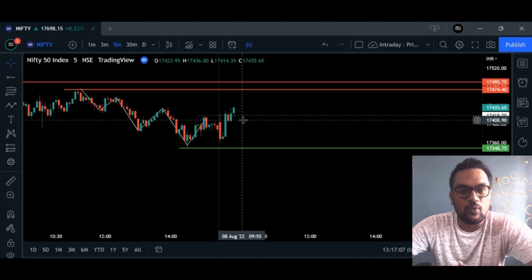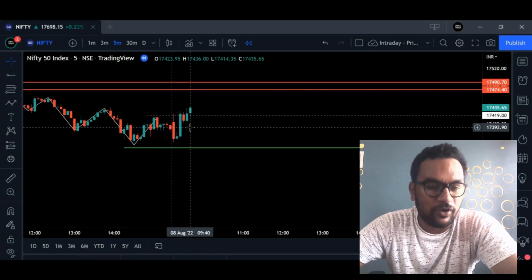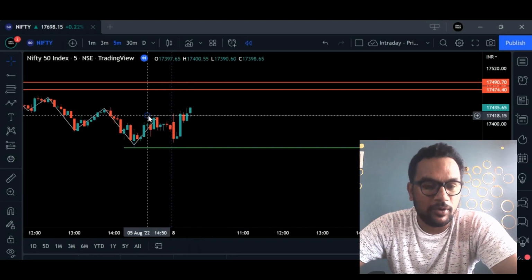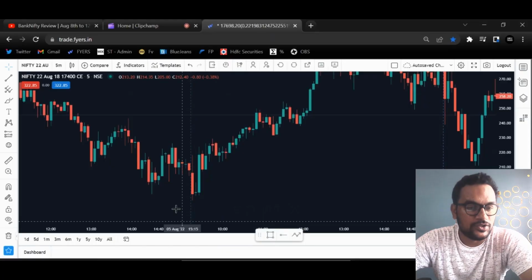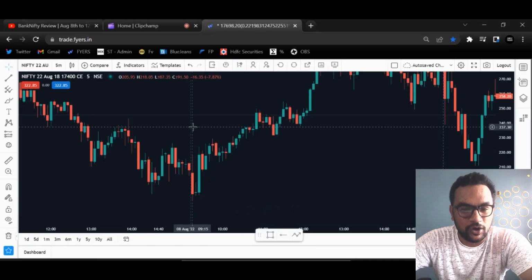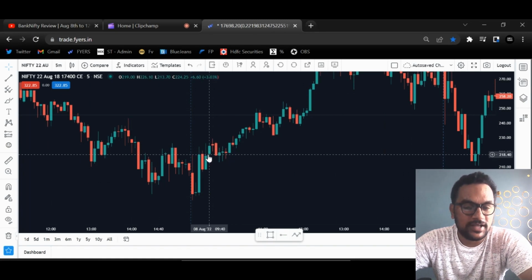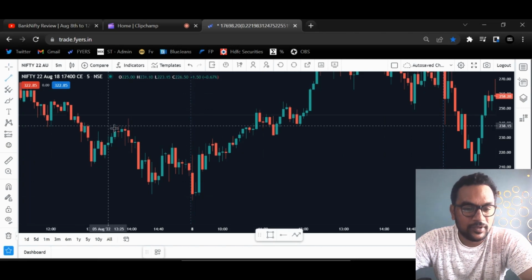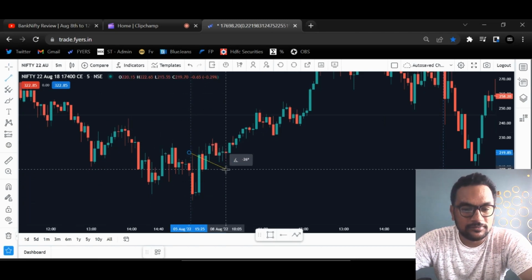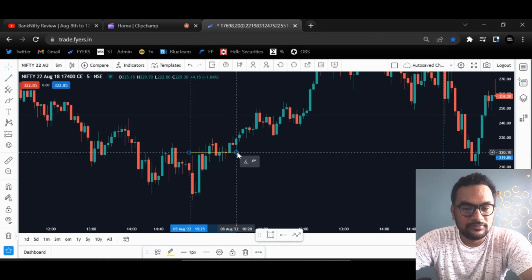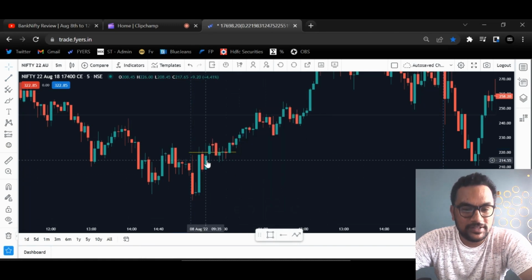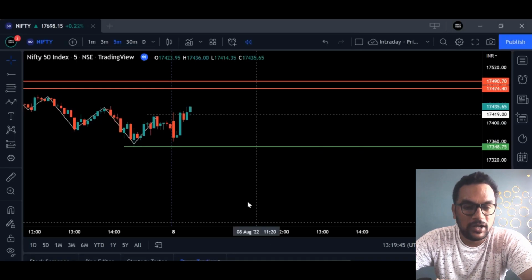So let's see how the option price behaved at that point. What time is it? This is 9:40, right? At 9:40 the price started accepting above the swing high. Look, this is the 8th of August, and I'm in the 17,400 call. At 9:40, the price started moving up, right? The 9:40 candle started moving above today's day high. Also, it started moving above our zone. Let's see what happened afterwards.